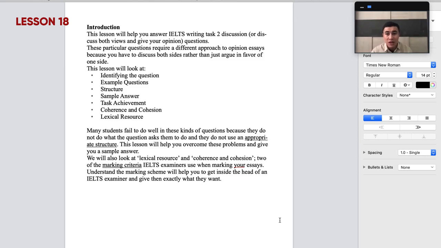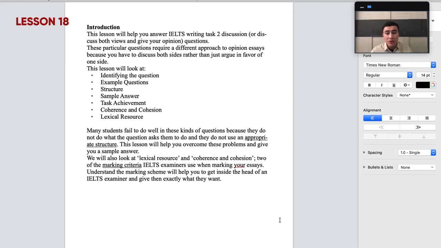personal opinion. This lesson will look at identifying the question, example questions, of course structure, then sample answer, and we will discuss task achievement, coherence and cohesion, and of course lexical resources. So you should understand that many students fail to do well in these kinds of questions because they don't do what the question asks them to do, and they do not use an appropriate structure. This lesson will help you overcome these problems and give you a sample answer.